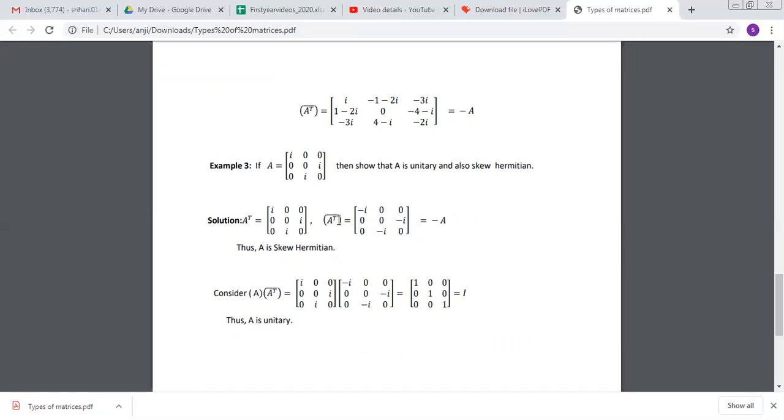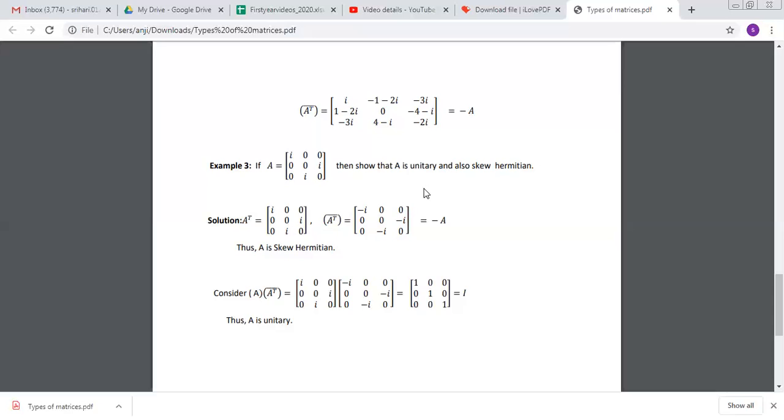(A transpose) whole bar means A^θ, that is, the conjugate transpose of the matrix. Conjugate of i is -i, conjugate of 0 is 0, and so on, giving 0, -i, 0 for the last row. So A^θ equals -A. Thus A is a skew Hermitian matrix.